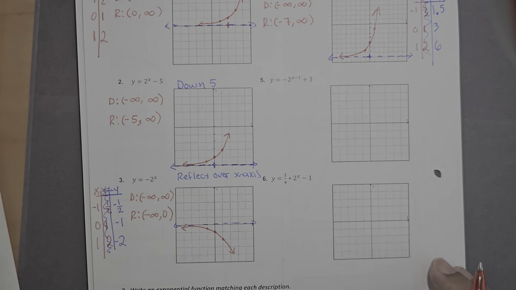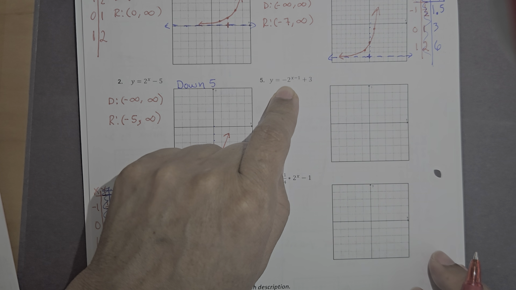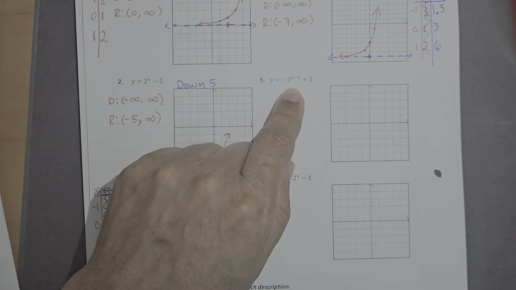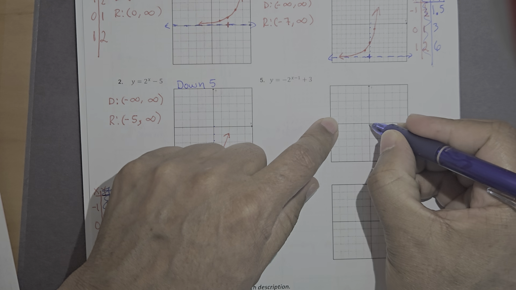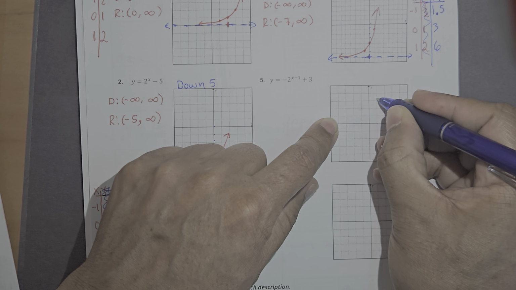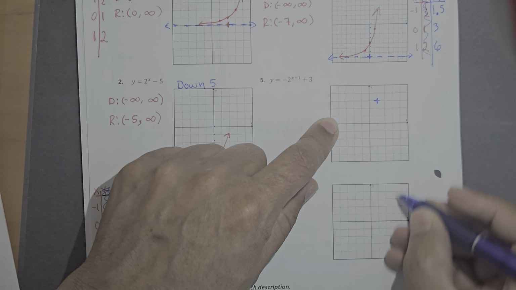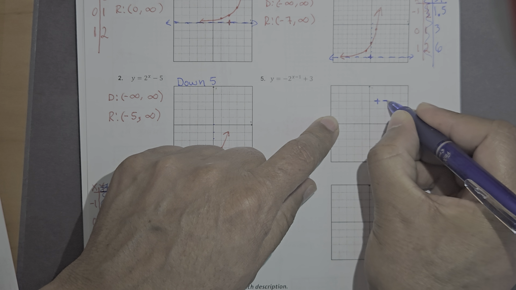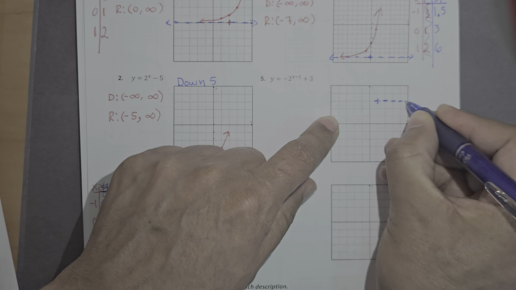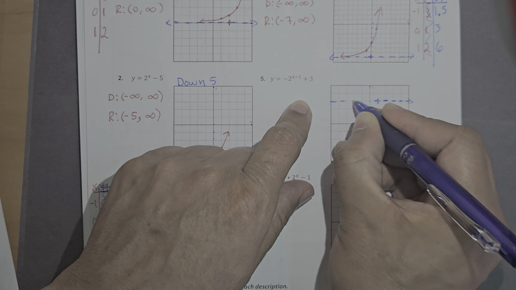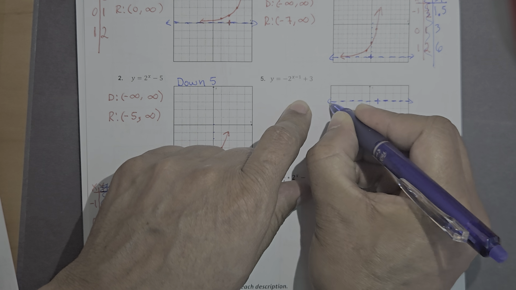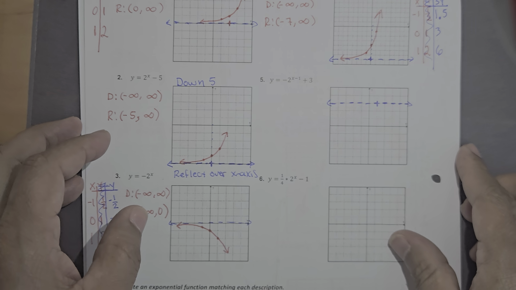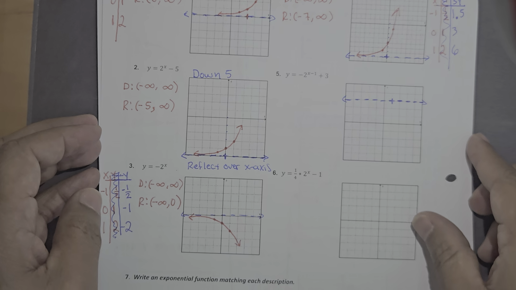Number 5. Number 5 has a reflection across or over the x-axis. It's going to go to the right 1 and then up 3. So let me do this transformation first. Right 1, up 1, 2, and 3. So we go from this plus sign. So what I'm going to do once I get this plus sign is I'm going to sketch or draw the asymptote. So the asymptote will be right there.